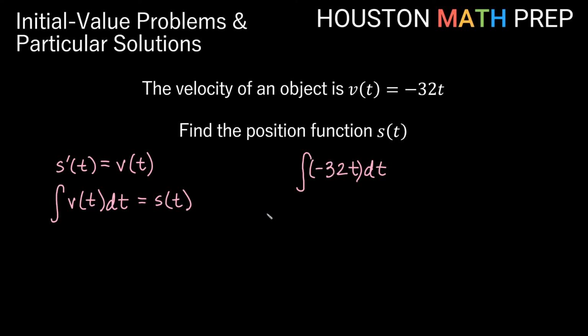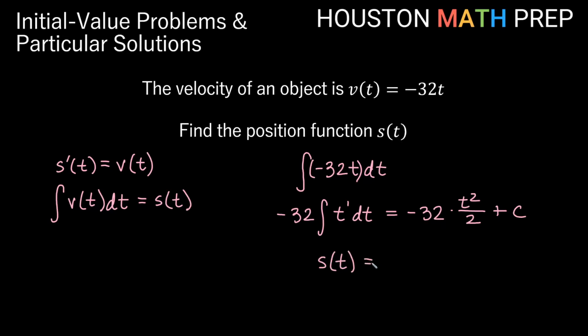Now we can bump out the negative 32 constant multiple, so we could say negative 32 out front, t dt. We certainly don't have to, but we could do that. We keep the constant multiple of negative 32, and the antiderivative of t, if we think of this like t to the 1, is a power rule, and that says we'll get t squared. We'll divide by that new power of 2, plus our constant of integration. If we reduce this, our position function is negative 16t squared plus c.